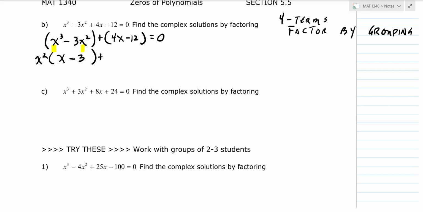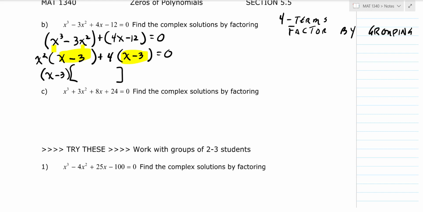Okay, next part right here, 4 divides into 4 and 4 goes into 12, so you can take a 4 out of that, and notice 4 times x is 4x, and 4 times 3 is going to be 12. So you got to be skilled at taking out your common factor. What's going to happen on factor by grouping is typically what's left in the parentheses turns out to be the same thing. So that's another common factor.